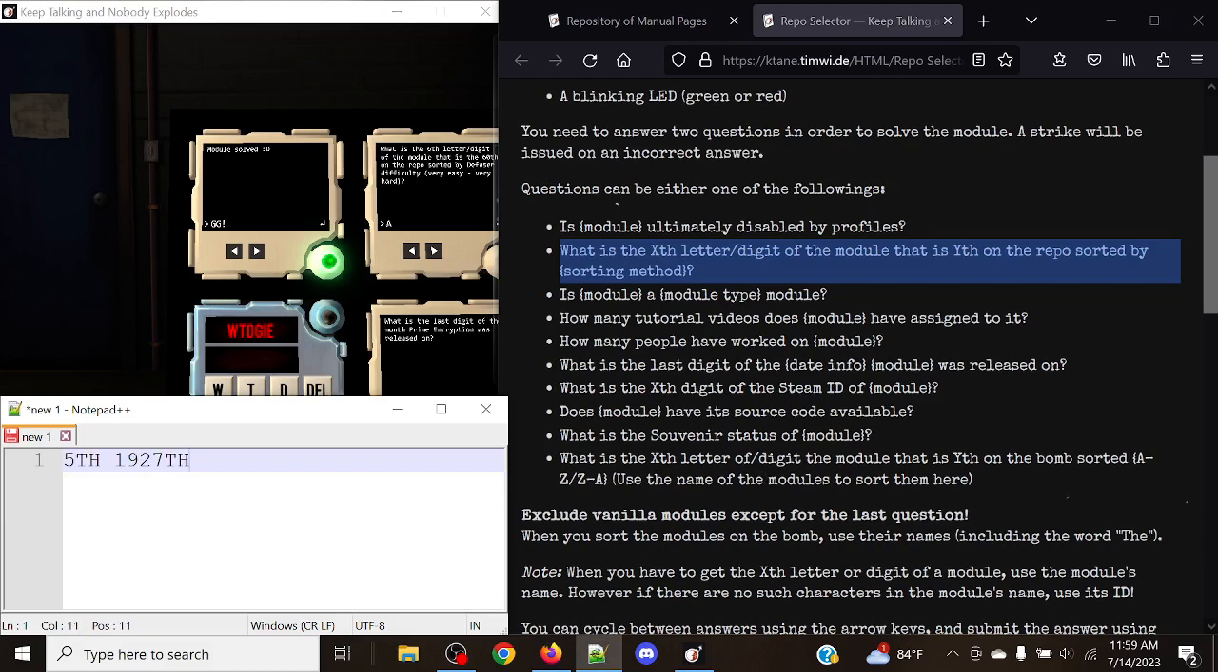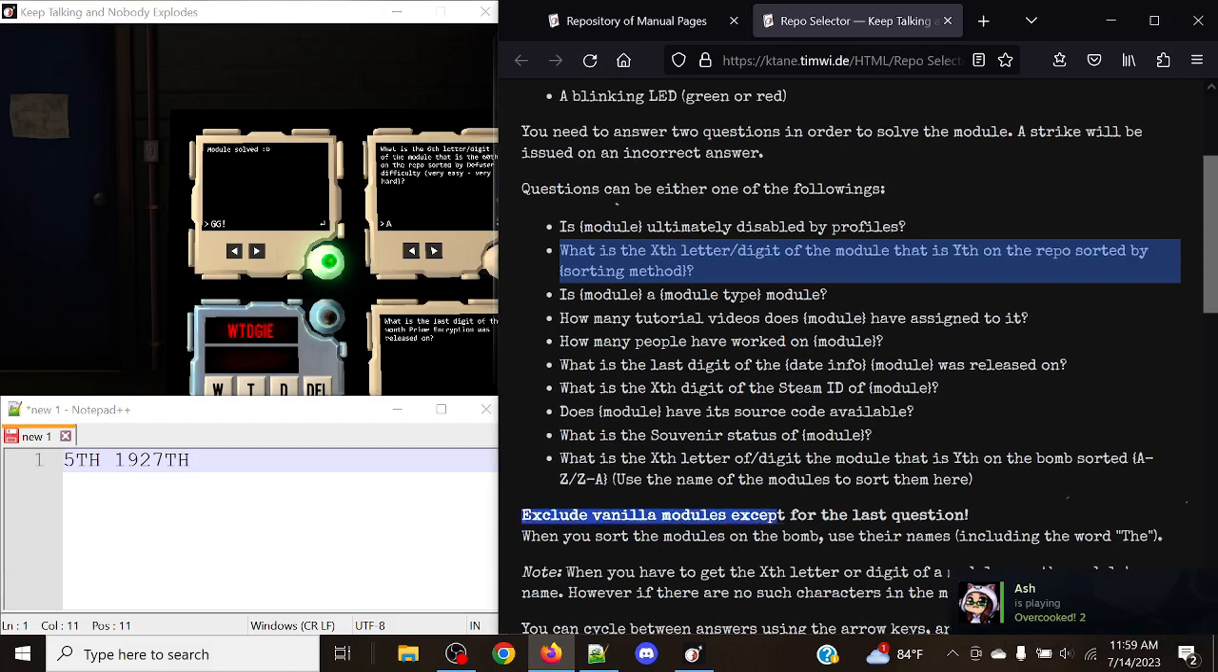Now, one important thing that should be noted down: when it comes to sorting, we're going to be excluding vanilla modules except for the last question.